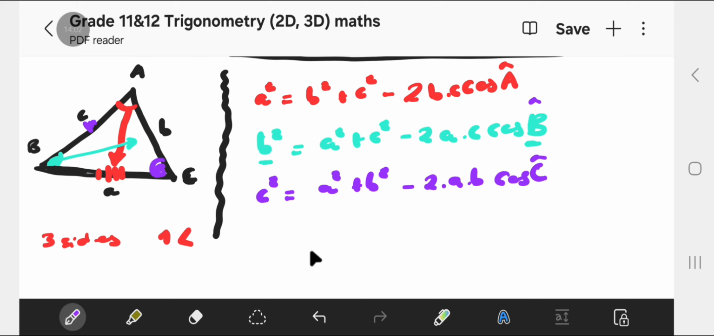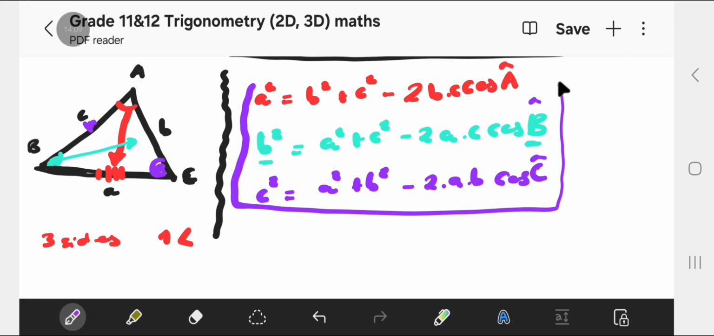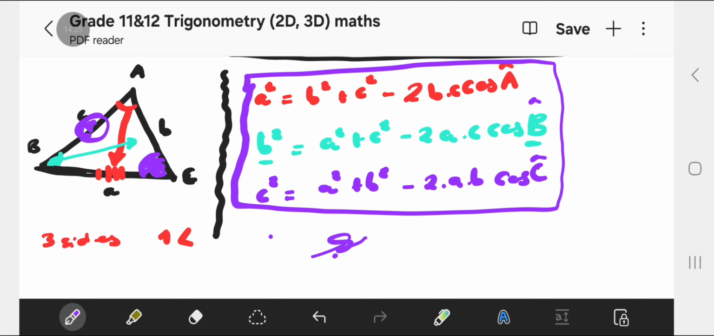But also remember that sometimes you can be given 3 sides trying to find the angle, or you can be given 2 sides and 1 angle trying to find a side. So whatever the situation, if you're trying to find the angle, just make sure that for that angle that you're trying to find, you must start with the side that is opposite to that angle. As simple as that. So in the next session, we're just going to solve the questions regarding the cosine rule.